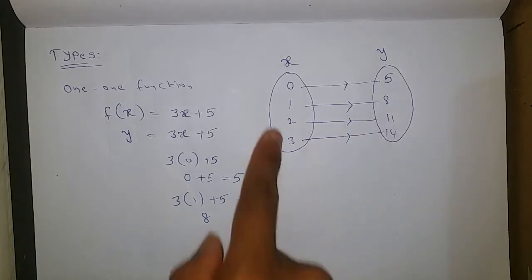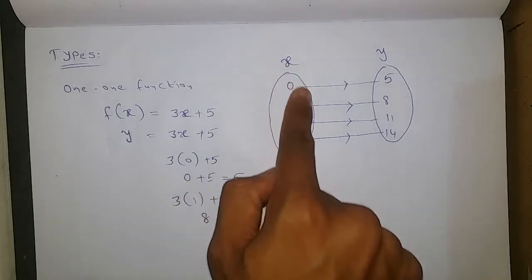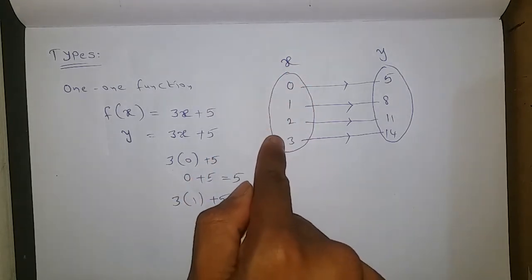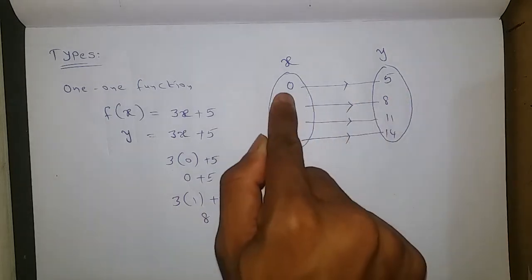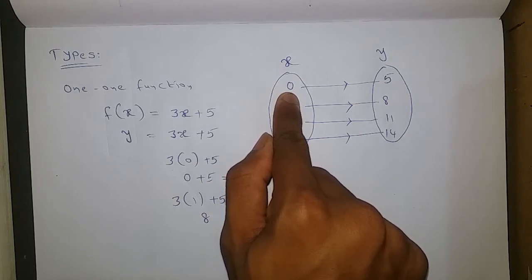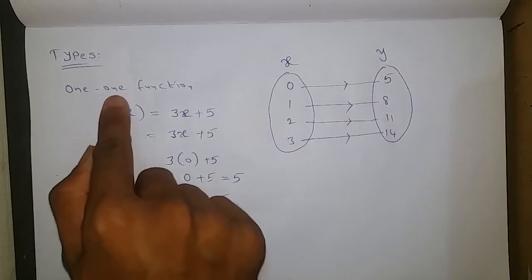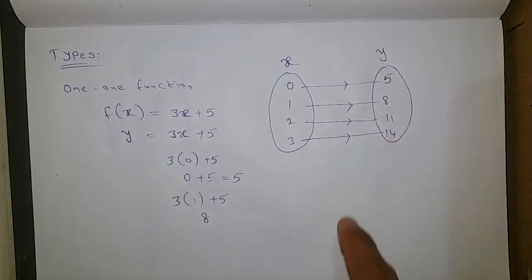Now, each element in the domain. This domain is nothing but the first set. Each element in the domain has a distinct image, that is, exactly one element from the set A should have only one image. One element, only one image. This is one-one function. Next type of function is many-one function.